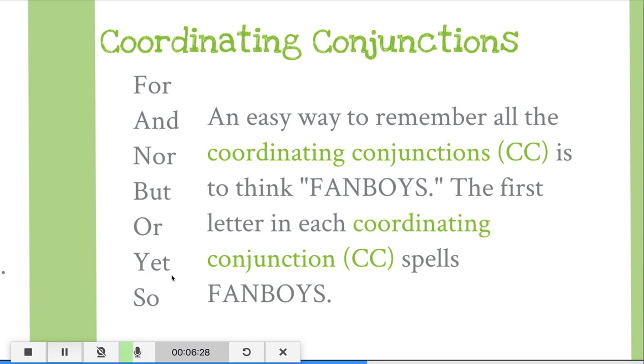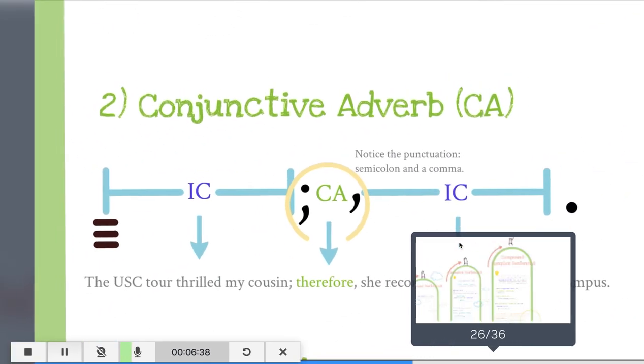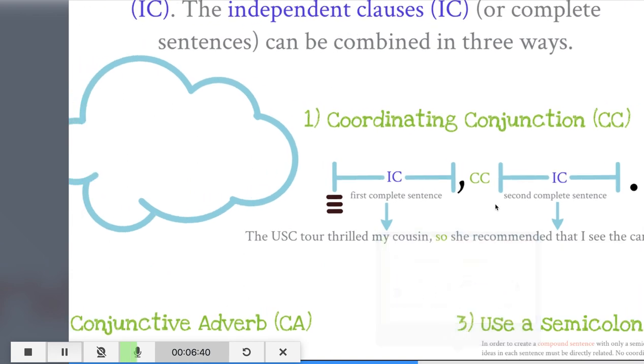To be honest, I don't really see nor and I don't really see for these days. So I'm going to refer to these as fanboys. Now, anytime you see fanboys between two sentences, let me go back. Here, you realize that it's separated by the sentence, a comma, fanboys, the second sentence, and a period, okay?